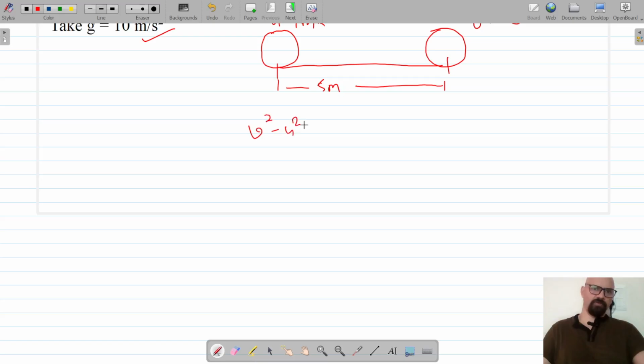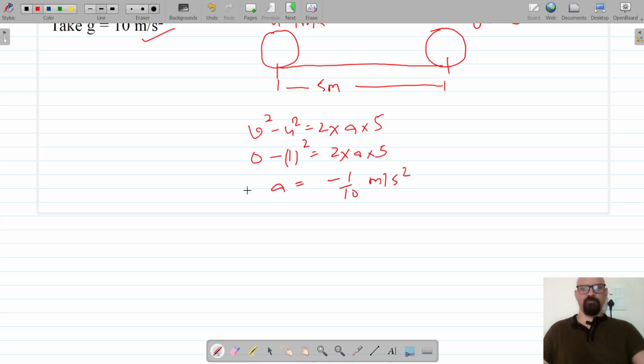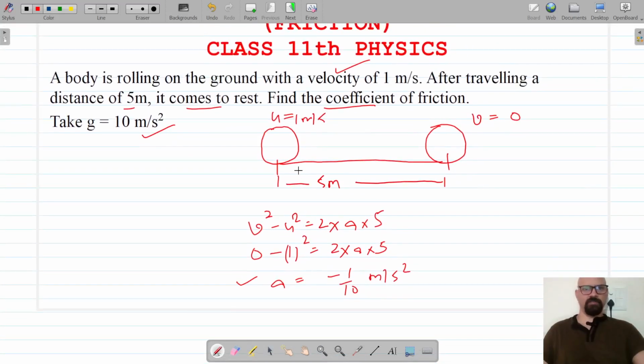So we know that v squared minus u squared is equal to 2 a s, where s is the distance traveled. v is 0, u is 1, and the distance is 5. So acceleration is equal to minus 1 by 10 meter per second squared, where negative shows that the velocity is decreasing, and that is a retardation.